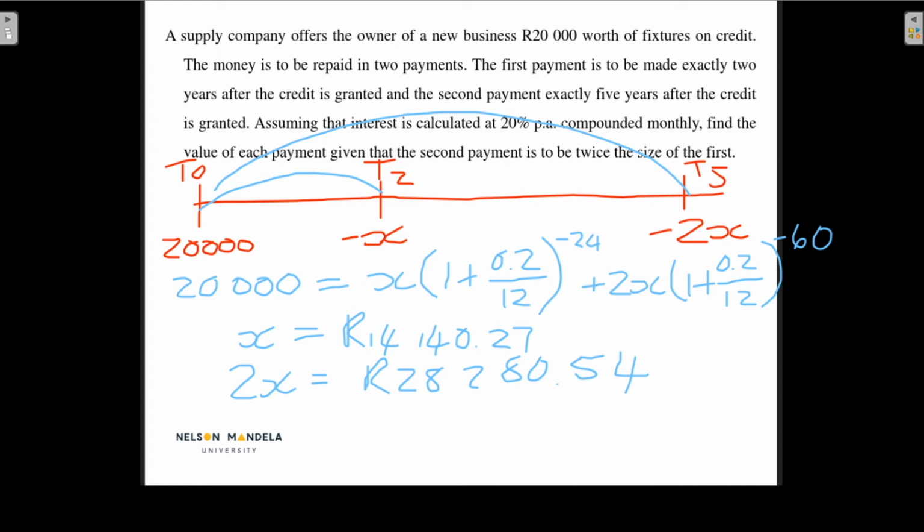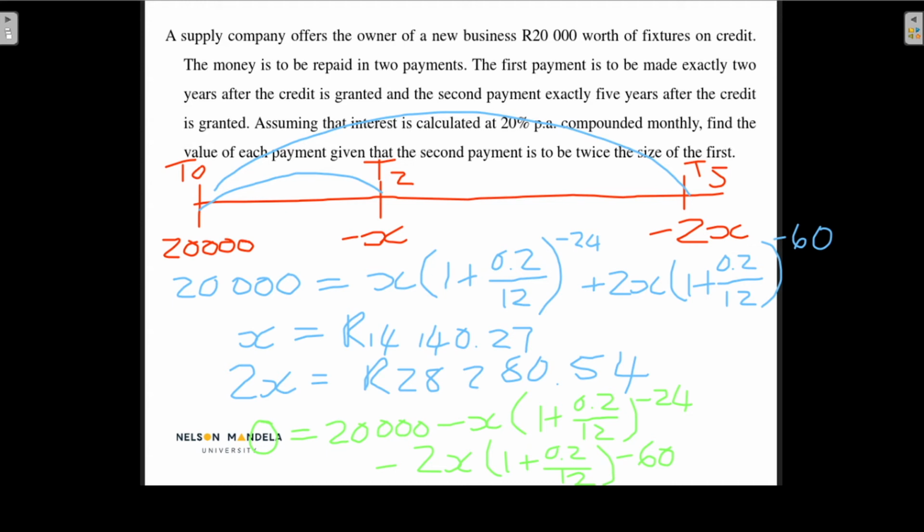Of course, you could also have done this slightly differently. You could have set the net present value equal to 0, and then your x value would be negative. Okay, and then solve for x and you would get exactly the same answer. Okay, so that was for number 5.